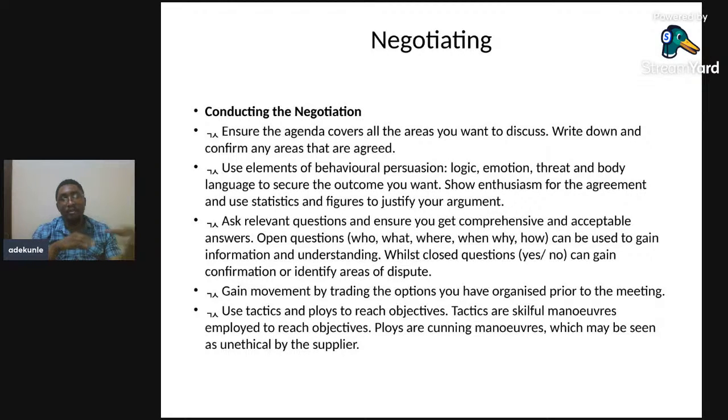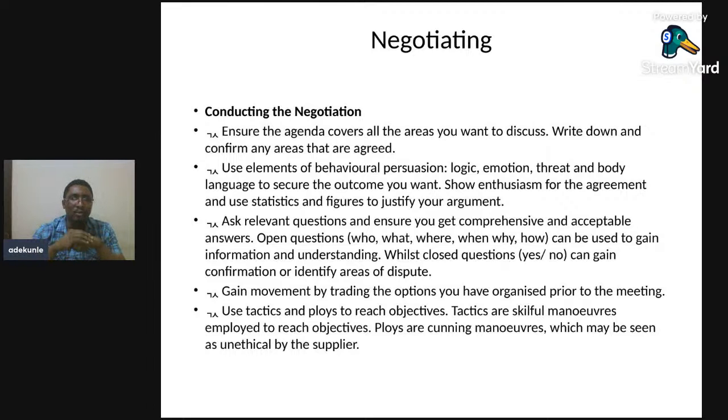So when you're conducting negotiation, what do you do? You ensure that the agenda you drafted is well covered and all areas are discussed. If possible, you write down and confirm all the areas that are agreed upon. You use elements of sometimes behavioral persuasion, use logic, use emotion, sometimes you use threats, you use body language to secure some outcome you want. All right. This is when you're conducting negotiation. Sometimes also you ask relevant questions and ensure that you get comprehensive, acceptable answers to the questions being asked.